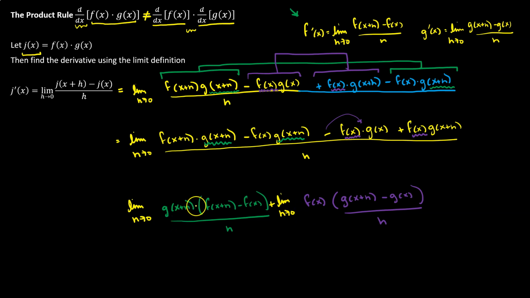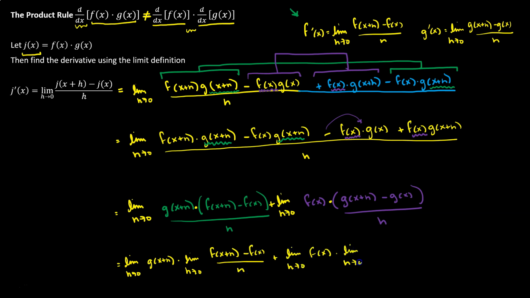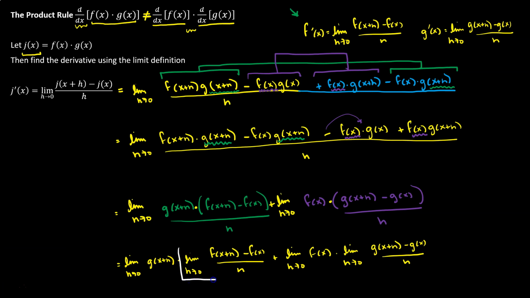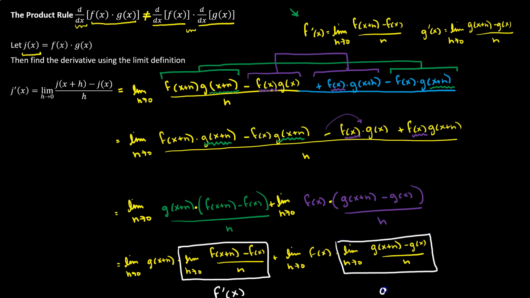Now we do have another limit law that would allow us to separate these products into other limits, so let's go ahead and do that as well. Now having it written like this, we can see that we have f prime showing up in this white box, and we have g prime showing up in this second white box. Now we do have two other things here.